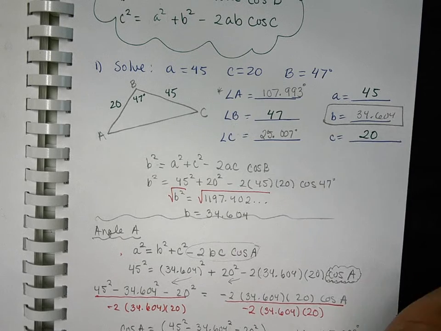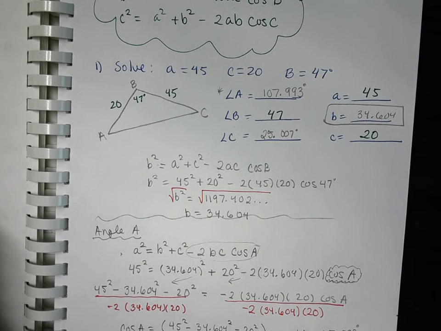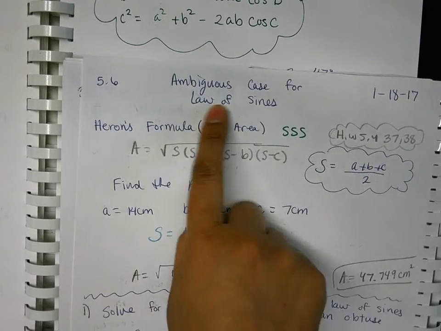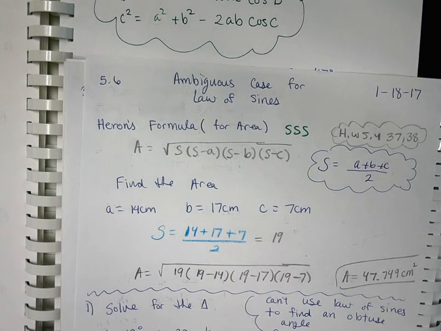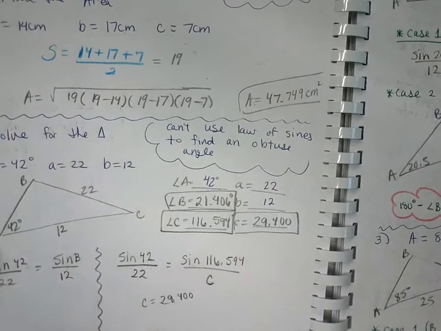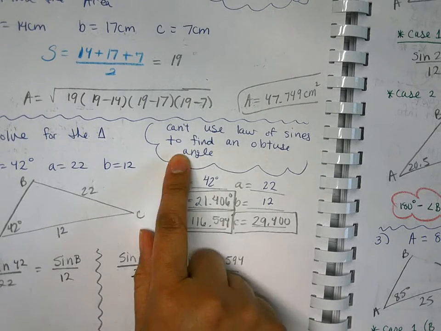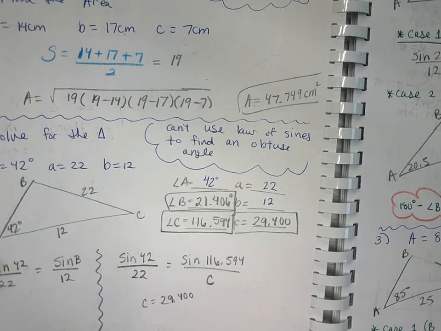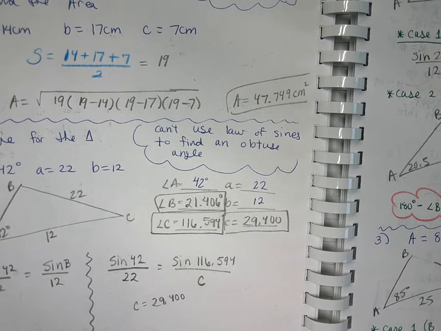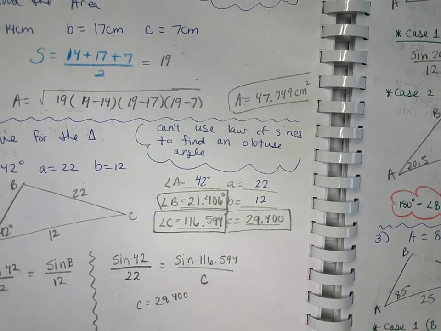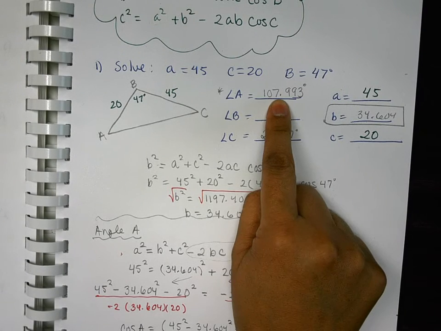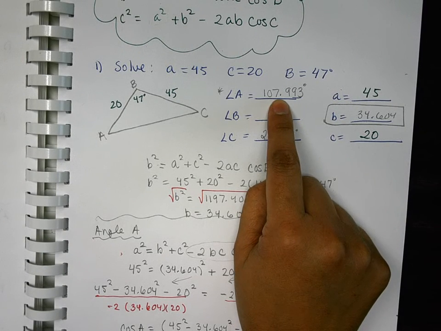Yes. The problem with that is we have what's called the ambiguous case for law of sines. We'll learn that next week. And right here I have the note. Law of sines cannot be used to find a what angle? Obtuse. Now, we don't know right now how to tell if an angle's obtuse or not. Is this angle obtuse? Yeah. So if we used law of sines, would we have ended up with the right answer? No, we would not. It would have been wrong.